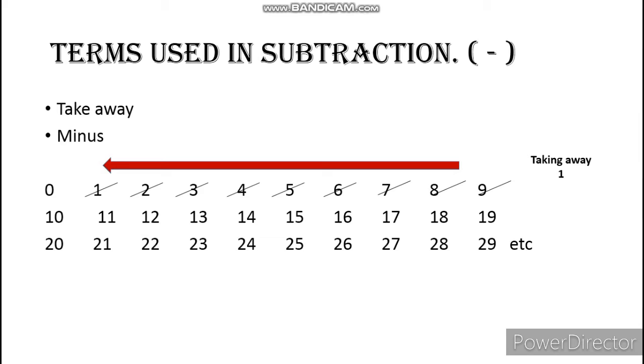So as you observe, the arrow is just going backwards. I always like to say that subtraction means backwards, and you see the arrow going backwards, and addition is forward.